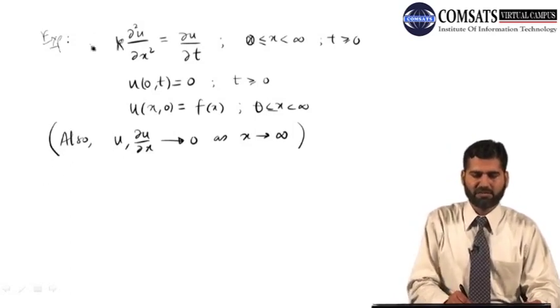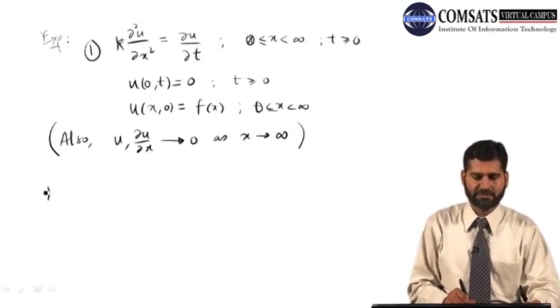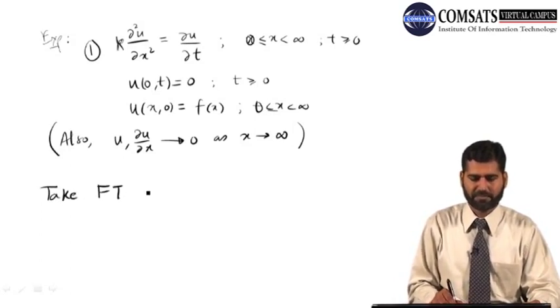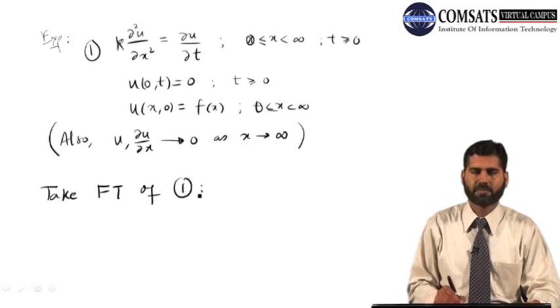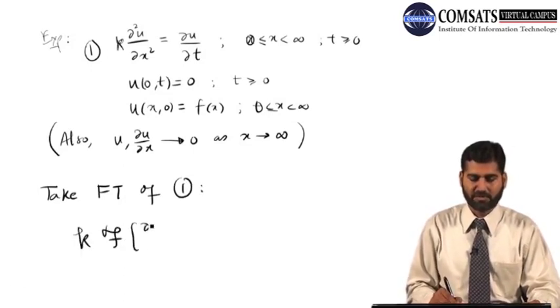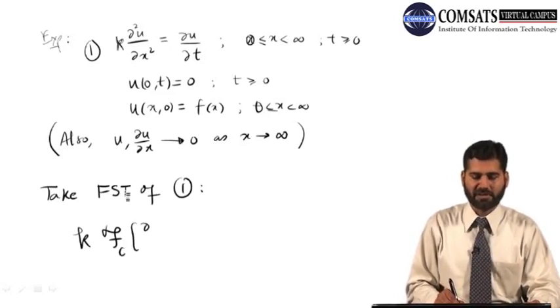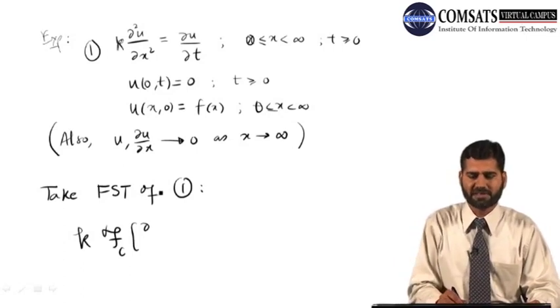So now if I take the Fourier transform of 1, we will get k times the Fourier sine transform. Take Fourier sine transform of 1. Why sine transform? Because of this one.